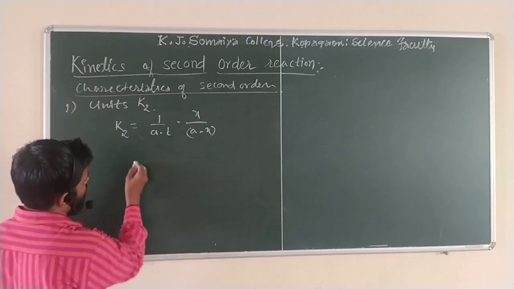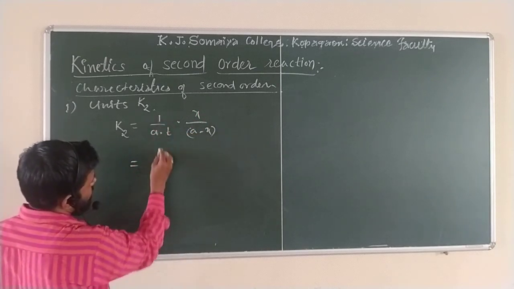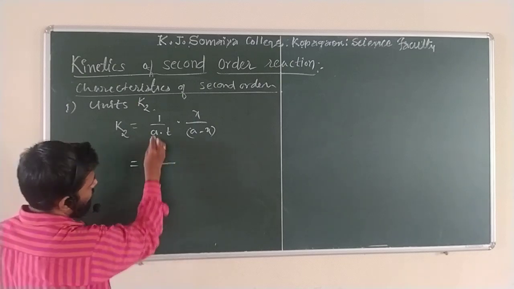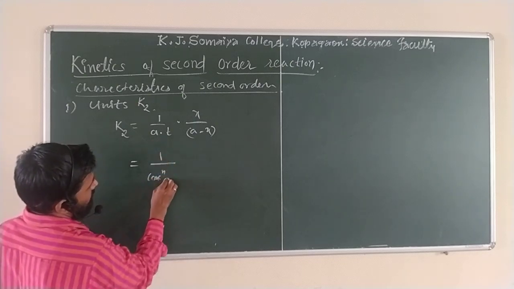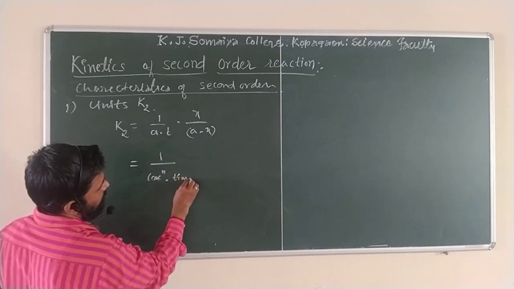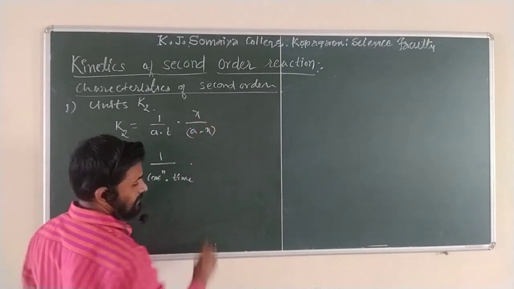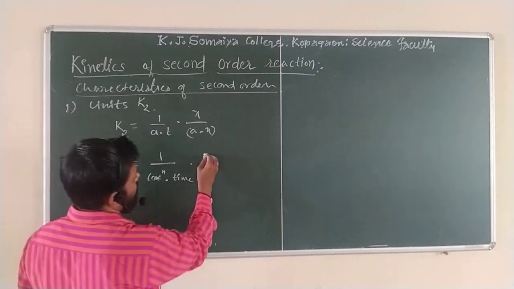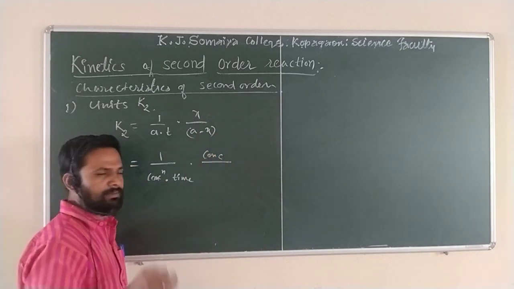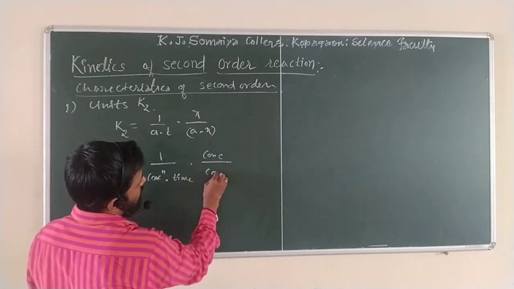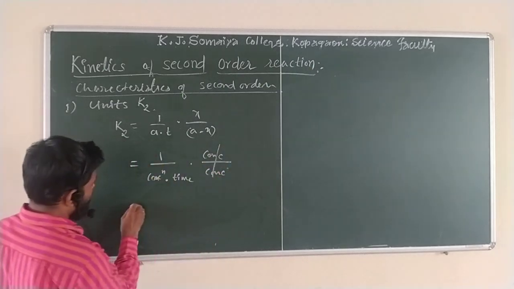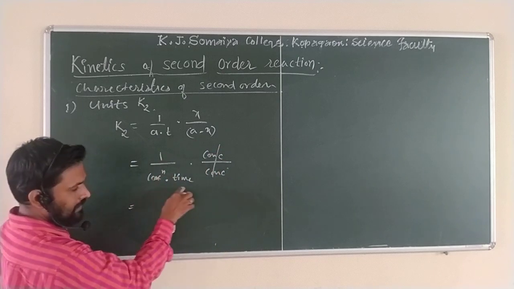Now, very simple, how can we determine the units? a is the concentration, t is the time. Multiplied by x: x is the product concentration, so it is also a concentration. And a minus x is the reactant concentration remaining, which is also a concentration. Now see, the concentration cancels. So what is remaining? Only 1 upon concentration and time is remaining.